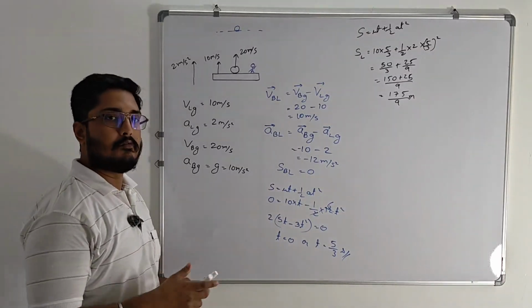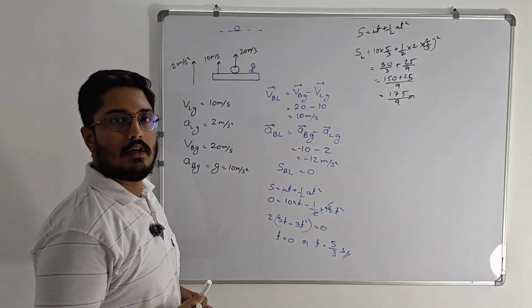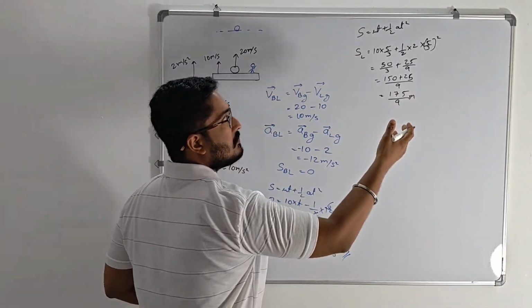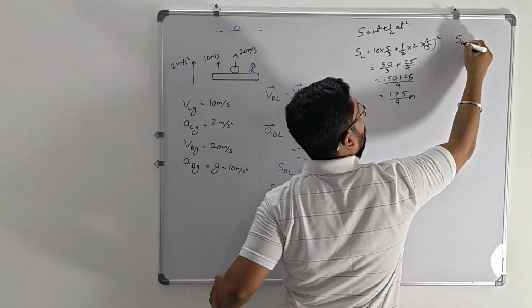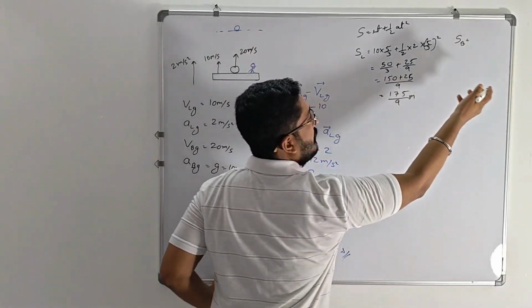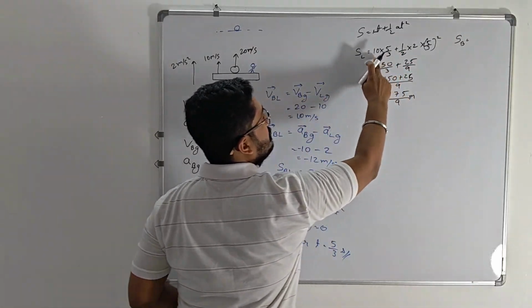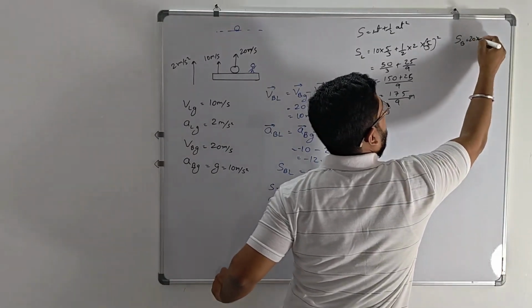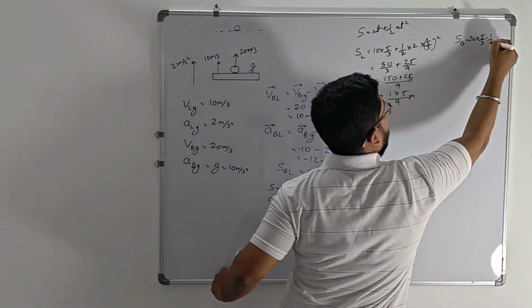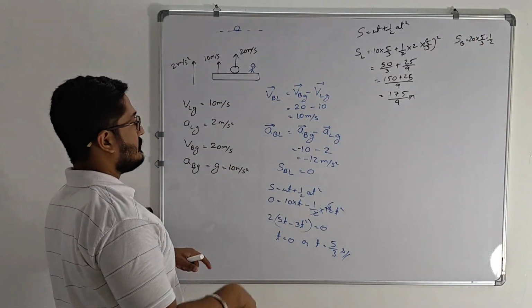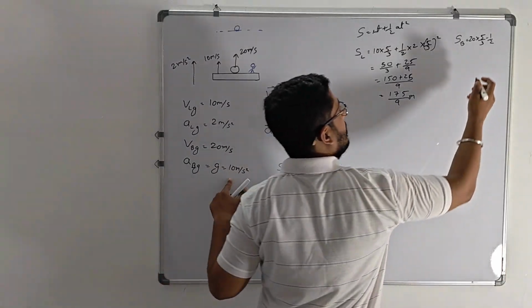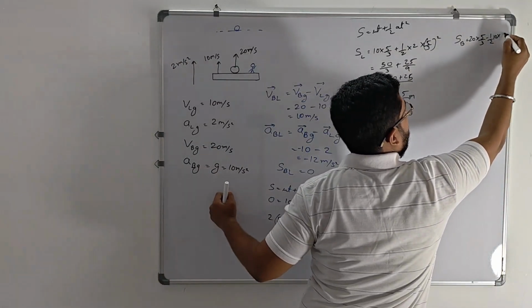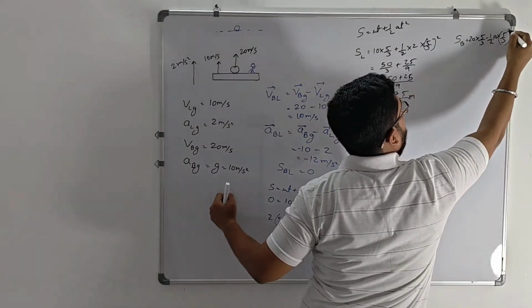What about the displacement of the ball? Displacement of the ball comes out by using the same formula. The velocity of the ball is actually 20, into 5 by 3, minus half into 10 into (5 by 3) squared. Minus, because it is acted upon by g.